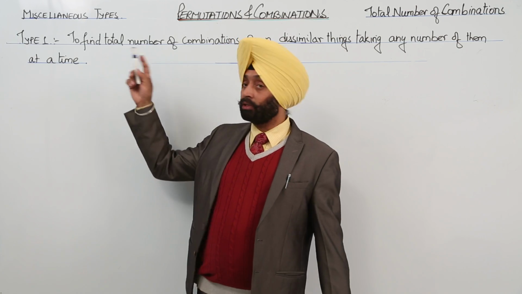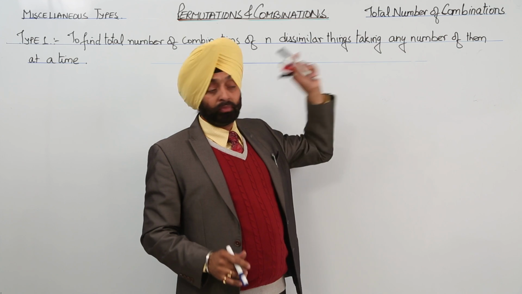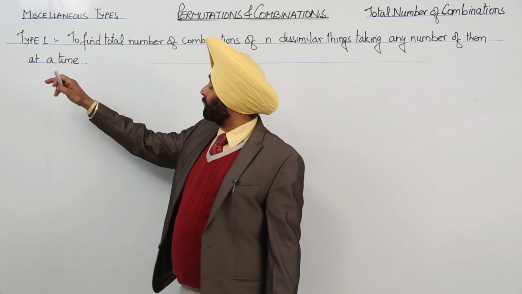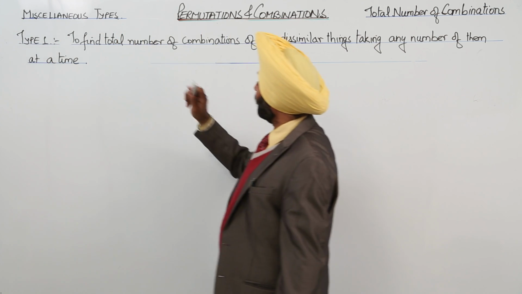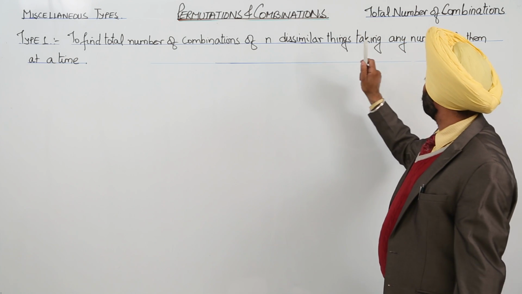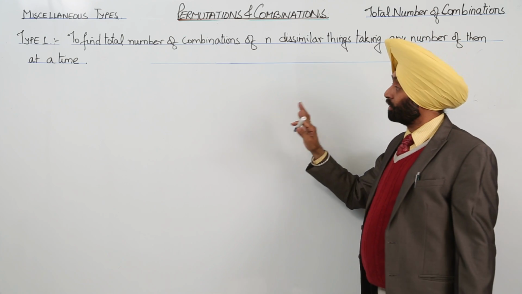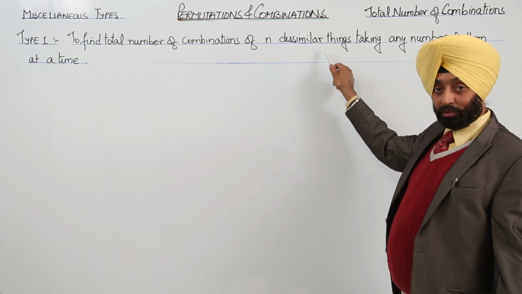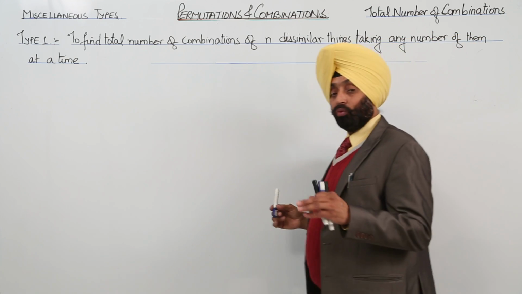Now let's go for the miscellaneous types for the combination. Total number of combinations. Now in the total number of combinations we are going with type 1. Type 1 is to find the total number of combinations of n dissimilar things taking any number of them at a time. Is it clear? Then what are the possibilities?